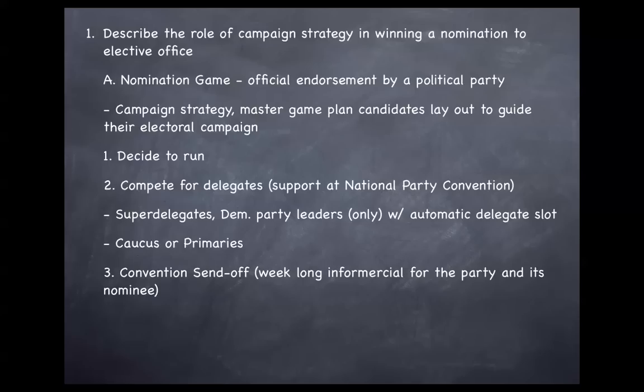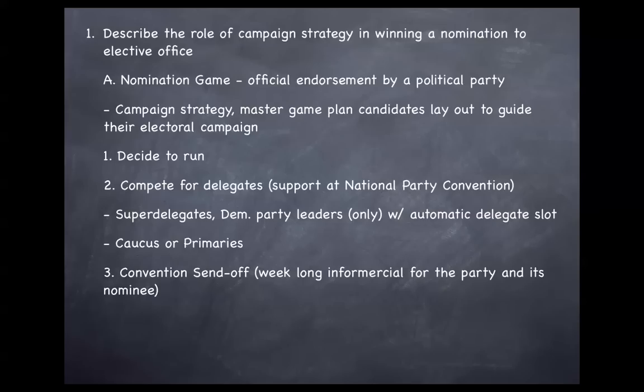You need to get so many delegates in order to win the nomination and the overall support at the National Party Convention itself. The Democratic Party has what are called superdelegates, where party leaders are automatically given a certain slot of delegates, 20% of them. Other delegates come from these superdelegates, and this is only in the Democratic Party. The Republicans do not have superdelegates of some sort.